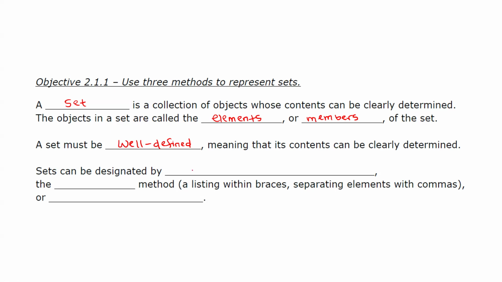Sets can be designated by word descriptions, the roster method, and the roster method is just a listing within braces, separating elements with commas, or set builder notation. An example of set builder notation would be a brace, X, vertical line, and then conditions.